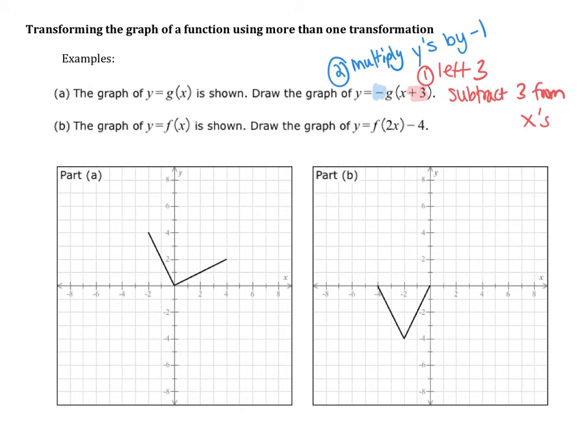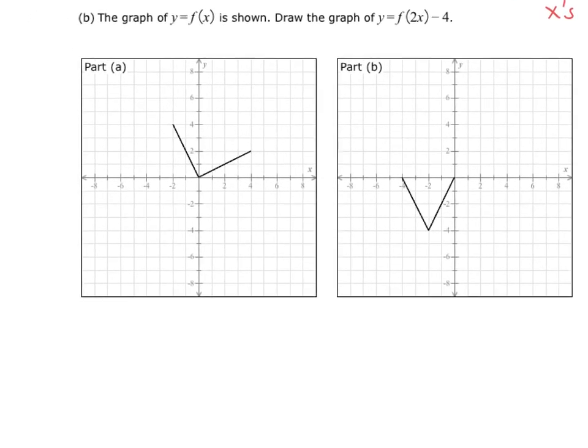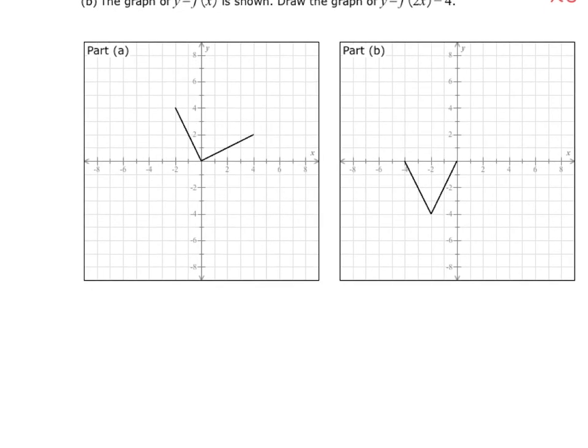Okay? So first, let's write our ordered pairs for the first equation. If I write the ordered pairs for the first equation, I'm going to have 3 of them because there's 3 points for this graph. Okay? So my first one is at -2, 4. My second one is at 0, 0. And my third one is at 4, 2.